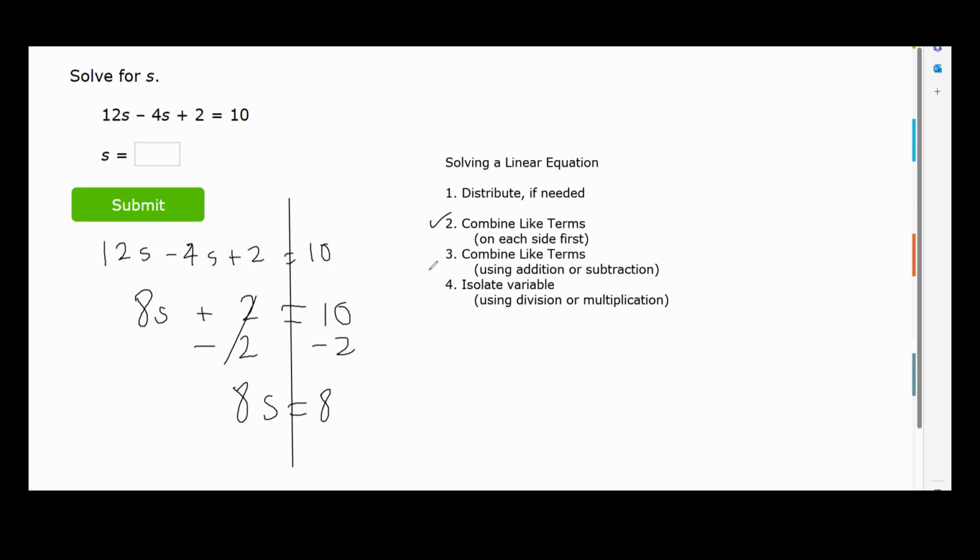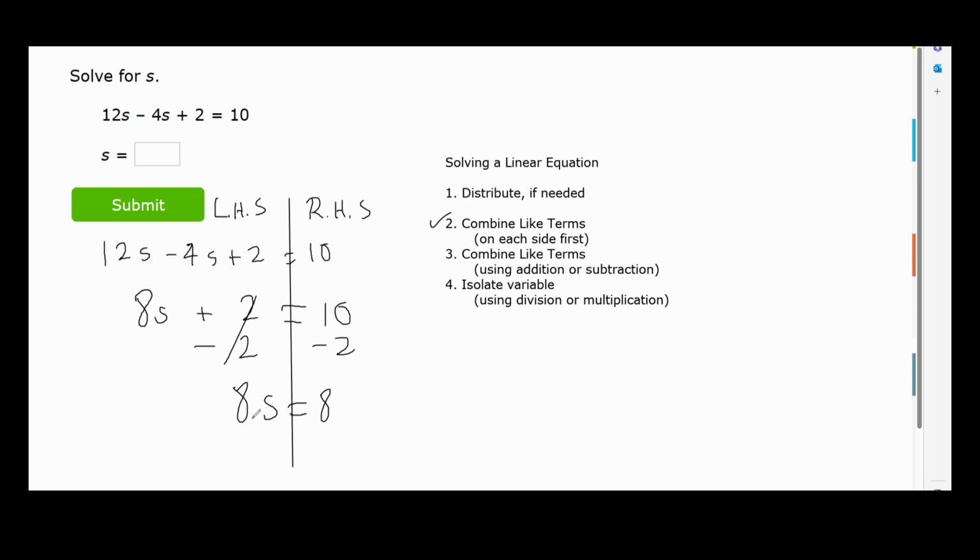Now, for this one, we combined like terms, and there were only variables on the left-hand side of the equal sign. So there was no need to move any variables across from one side to the other because they were both on the same side. So LHS is left-hand side, RHS is right-hand side.